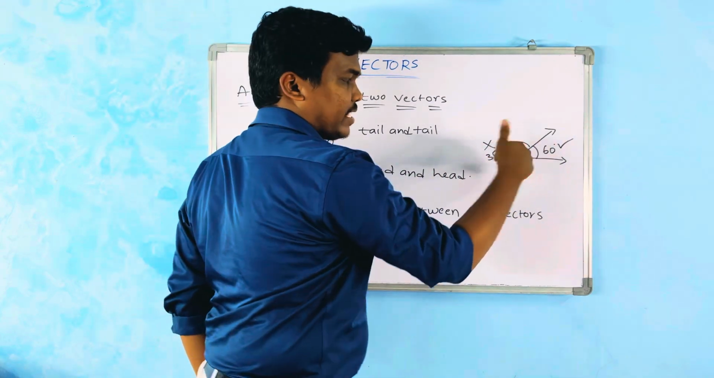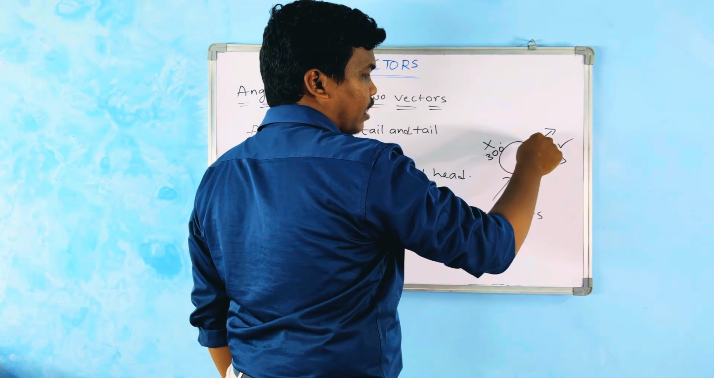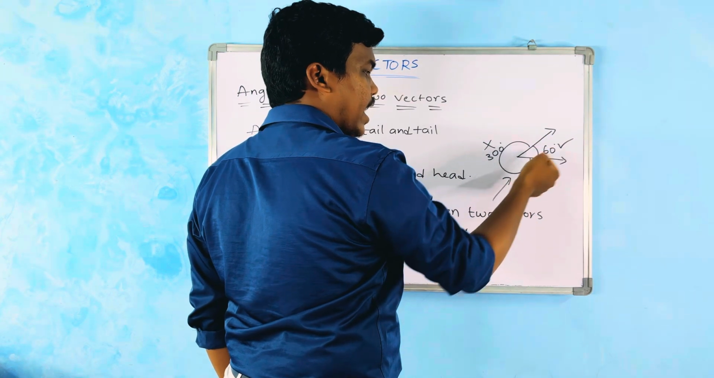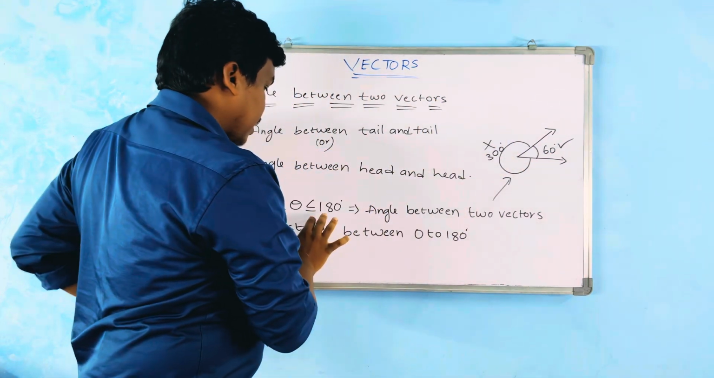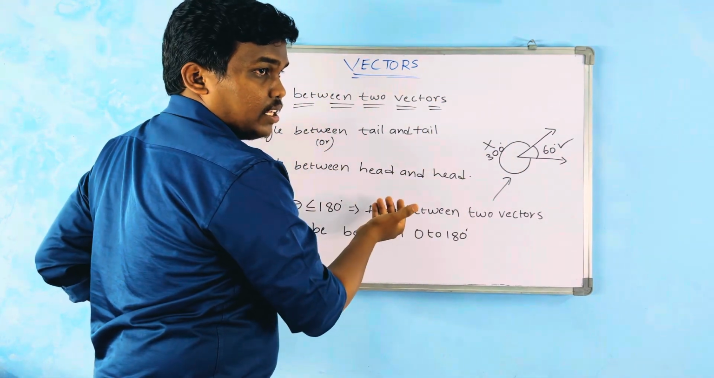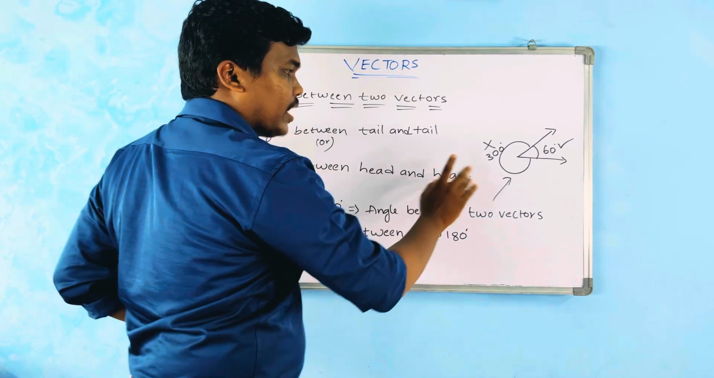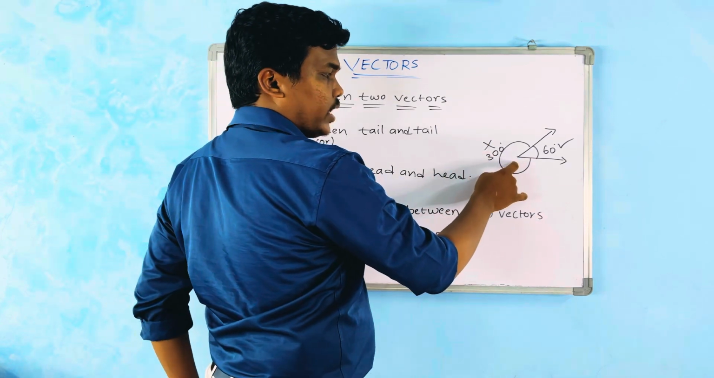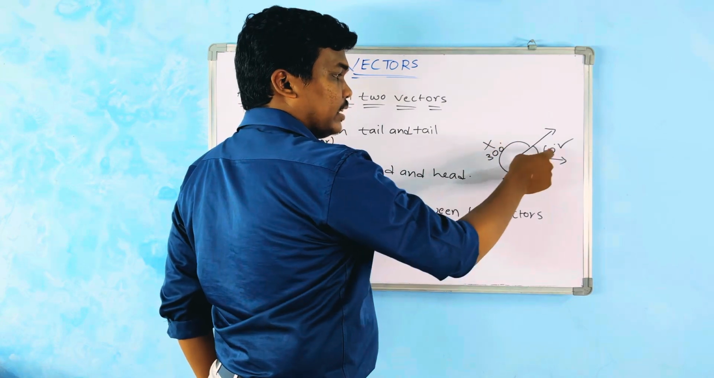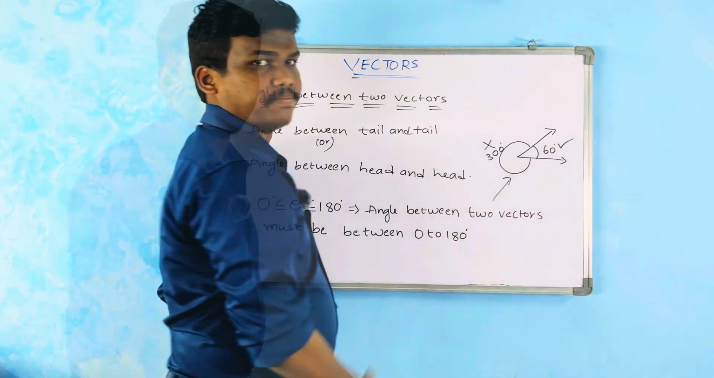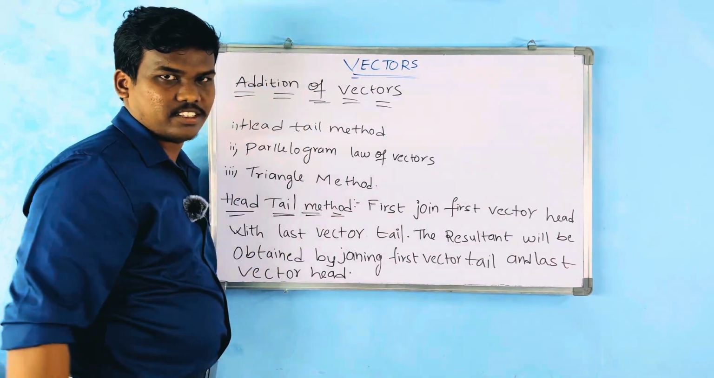Here we can see the example. The two vectors are joined tail to tail, and the angle between the vectors is 60, and it can be 300. But 300 is more than 180. The angle should be less than or equal to 180 degrees, but this angle is more than 180 degree. So this angle is not correct. This angle is correct.